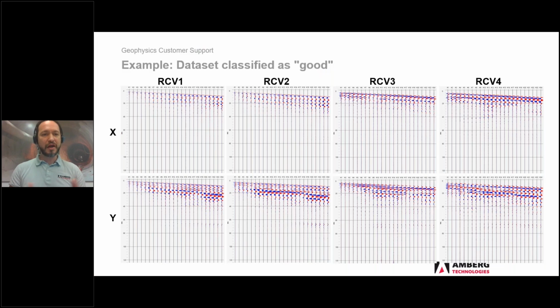I will show you now briefly how the traces look in the other surveys. We have receiver 1, receiver 2, receiver 3, and 4. I'm showing only the X and Y components.